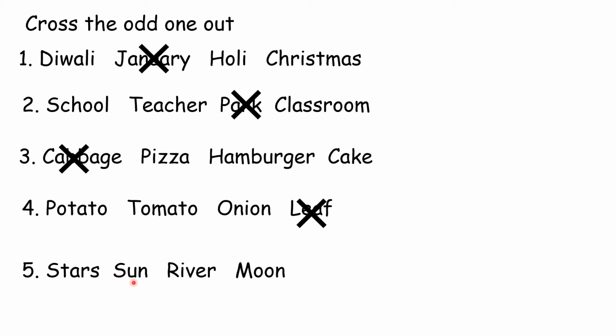Stars, sun, river, and moon. Which is the odd one? River. River is the odd one out because it does not belong with the celestial bodies of the sky. You see stars in the sky, the sun in the sky, the moon is also in the sky, but the river is not part of a celestial body in the sky, and that is why it is the odd one out.